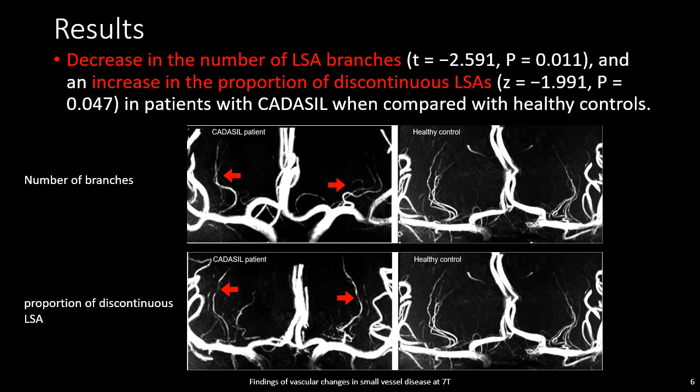Here are some results. For LSAs, we observed a decrease in the number of LSA branches and an increase in the proportion of discontinuous LSAs in patients with CADASIL when compared with healthy controls. Here are two typical images, and the red arrows show the decrease of the number of branches in CADASIL patients and the increase of the proportion of discontinuous LSAs.